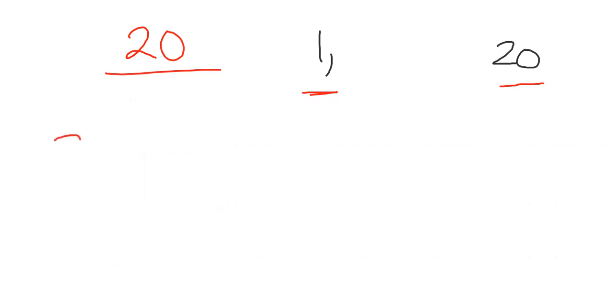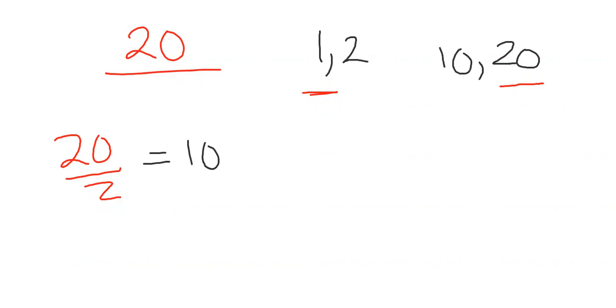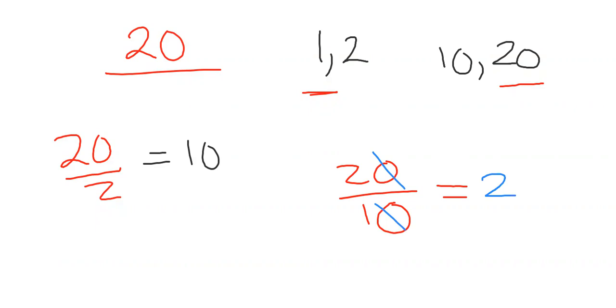Then let's do the same thing. Let's take 20 divided by 2. So which means our next factor is 2. 20 divided by 2 gives us 10. So which means 10 is also going to be a factor of 20, because you can divide 20 by 10 and get 2. So it means 10 is also a factor of 20.